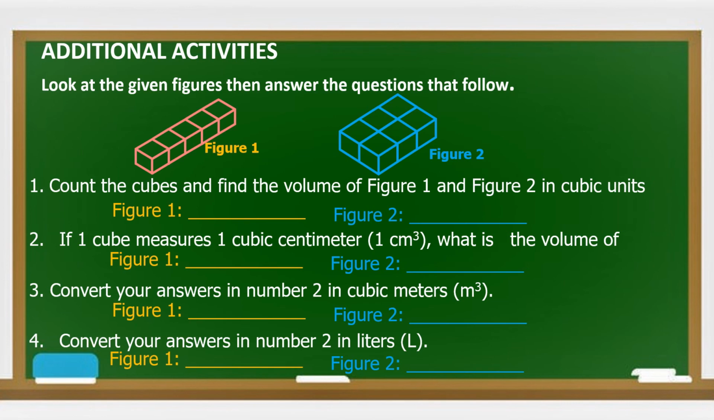Check your answers in the additional activities. Number 1. Figure 1 is 5. Figure 2 is 6. Number 2. Figure 1 is 5 cubic centimeters. Figure 2 is 6 cubic centimeters. Number 3. Figure 1 is 5 millionths cubic meter. Figure 2 is 6 millionths cubic meter. Number 4. Figure 1 is 5 thousandths liter. Figure 2 is 6 thousandths liter.